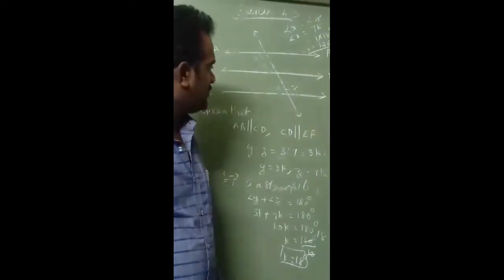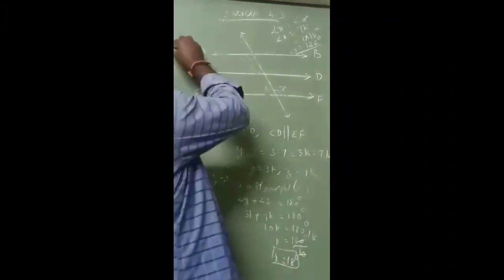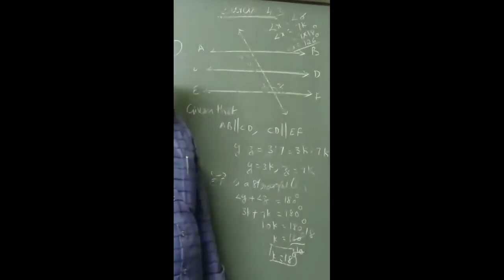This is the second problem. Next, the fourth sum, students. In the adjacent figure, PQ is parallel to ST and angle PQR is equal to 110 degrees and angle RST is equal to 130 degrees. Find angle QRS. Here it is given: draw a line parallel to ST through point R.